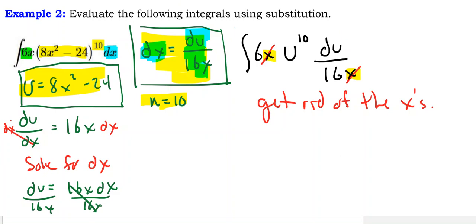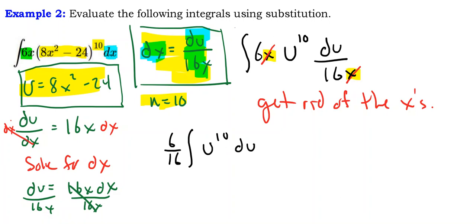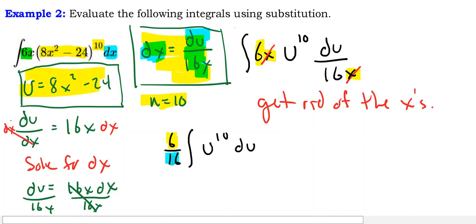So what I'm left with is the integral, and let's put the 6 over 16 out in front of u to the 10th times du. Now, the 6 from here came from this number, and then the 16 came from this 16 down here in the denominator, okay? Because that's underneath the du. Well, now all we need to do to integrate this is use the power rule. Very simple. Now that we've done our U-substitution, we can integrate using the power rule.